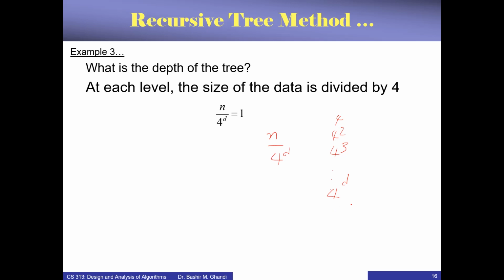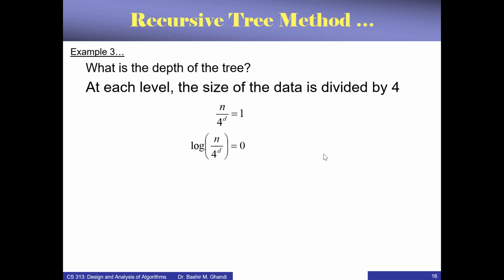Now this will actually help us to know what is the value of d, what is the depth of the tree, because we know that this dividing of n cannot go on indefinitely. There will be a point where we reach 1. We saw that with the merge sort. So if that is the case, when n divided by 4^d is equal to 1, what is the value of d? This is very easy to find now. We just need to take the log of both sides.